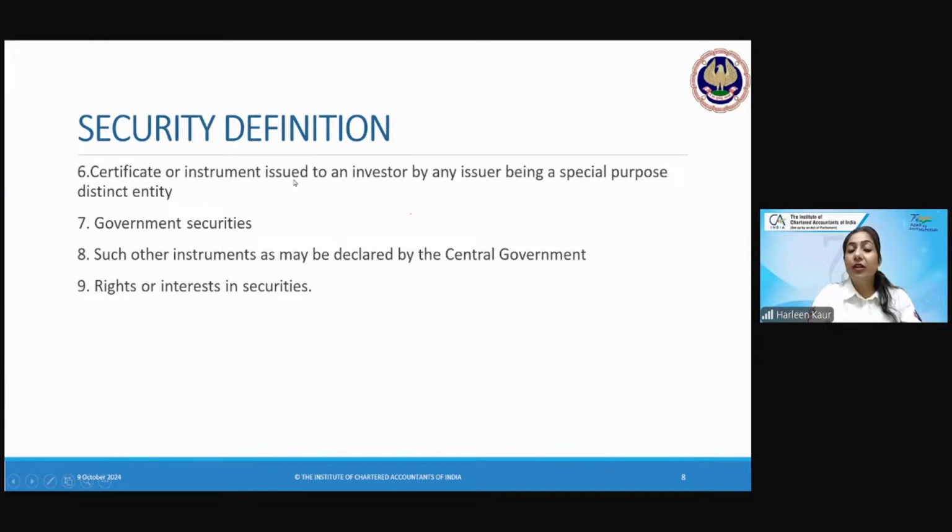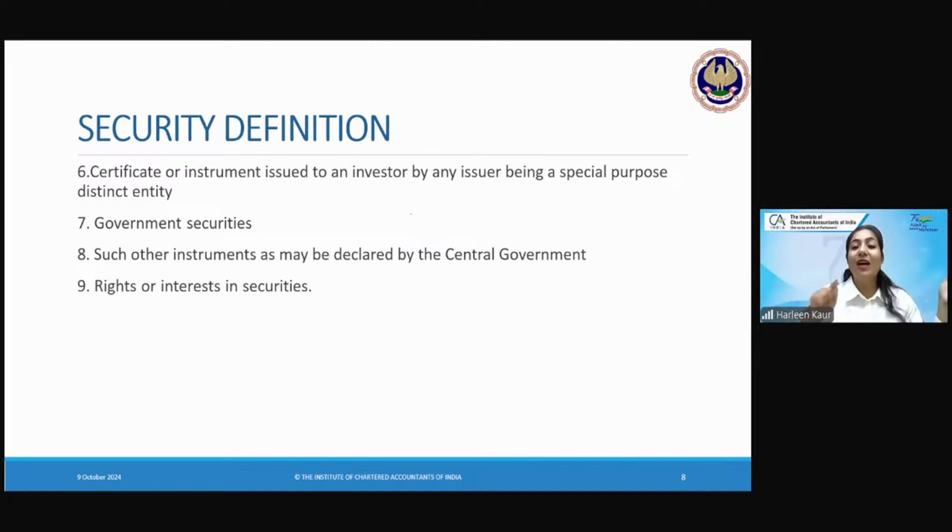Then the certificate or instrument issued to an investor by an issuer, government securities. So if I ask you: any certificates of investors, any government securities, any other instruments as declared by central government. Done. Finish. Anything central government can declare. So any other instrument means everything will come. Whatever the central government says tomorrow, that, listen, this is also part of security, will also become part of security. Any other instrument declared by central government.